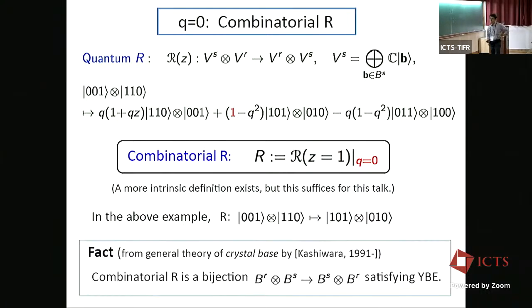Actually, according to the general theory of crystal base by Kashiwara, it is known that such a limit, the combinatorial R, becomes a bijection from this set to this set. And the Yang-Baxter equation survives in this limit non-trivially. You see that in this example, it's not just a swap of the components, but something non-trivial is happening here. So in this limit, one can retain some non-trivial structure, but you can go smoothly to the combinatorics. That's what crystal base theory does.